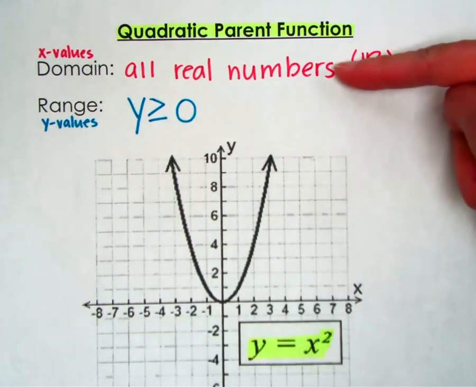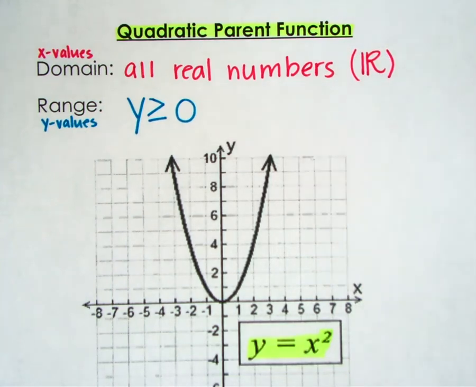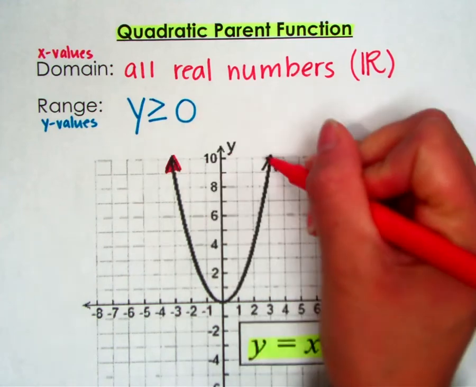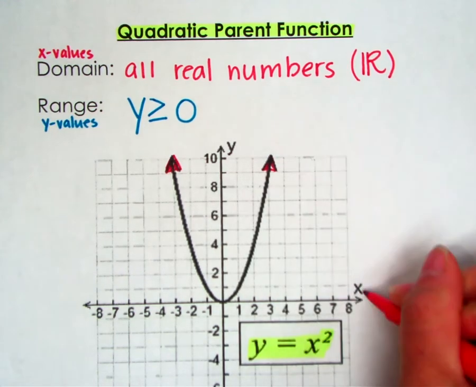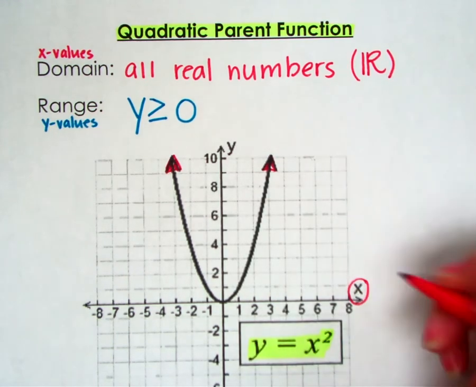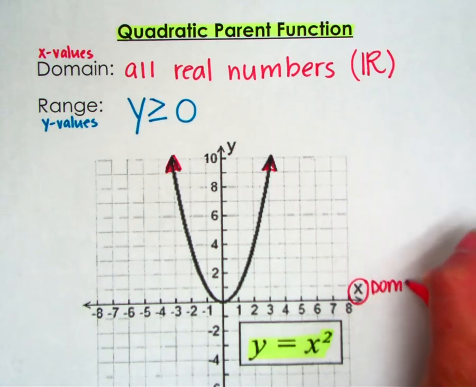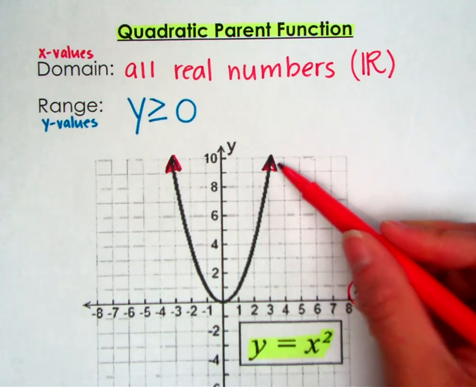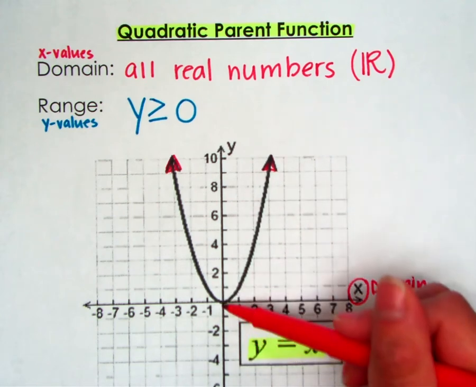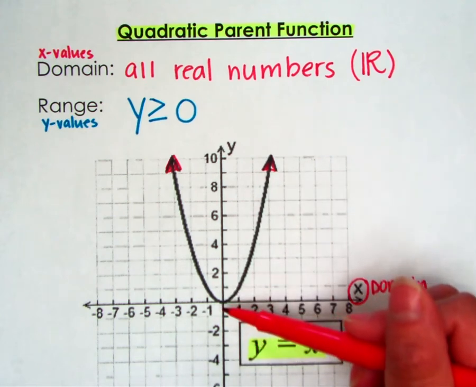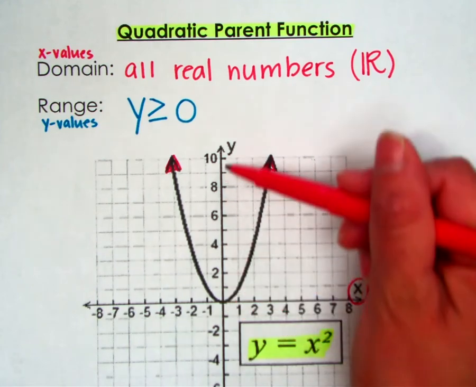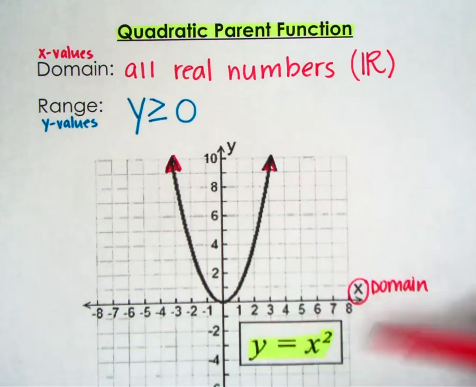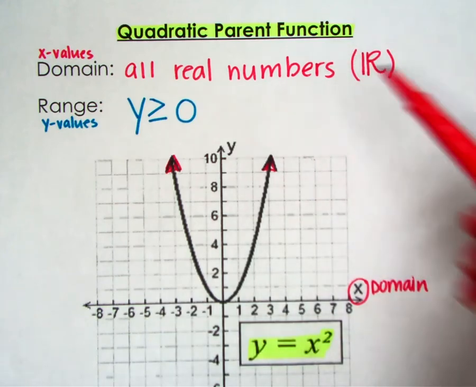Your domain is not restricted. Your domain is the x values. So when you look at this graph and you look at the x values, when there's an arrow at the end, that means your x values are not restricted. So the domain is going to be all real numbers when you see the parent function. The range is the y values. So when you look at the parent function, it starts at 0 and goes up. So the range is going to be y is greater than or equal to 0. This is just for your quadratic parent function.